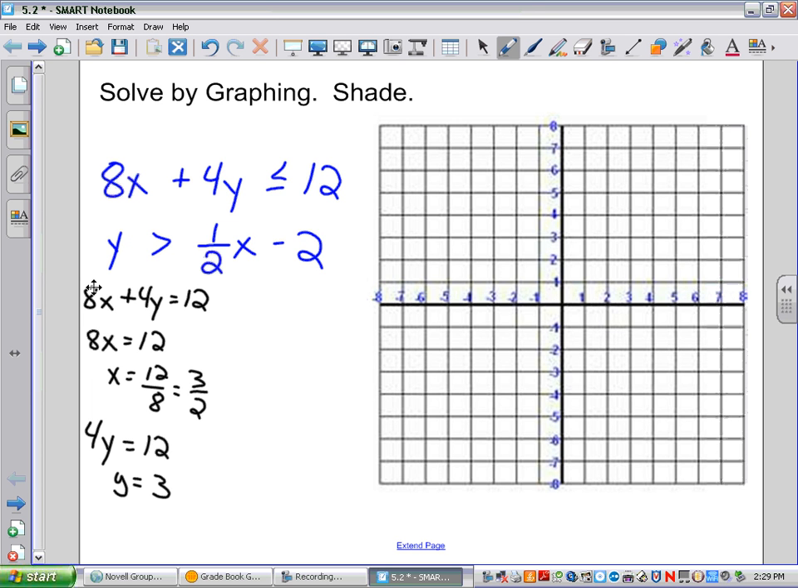X-intercept is 3 halves or 1.5, so 1.5 I'm going to put right there. And your y-intercept is 3, so it's up here. And that needs to be a solid line down through it.